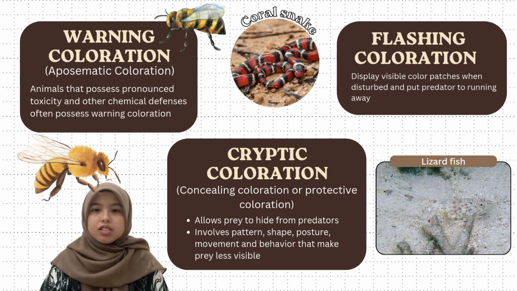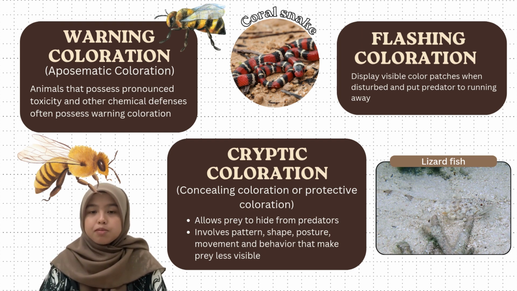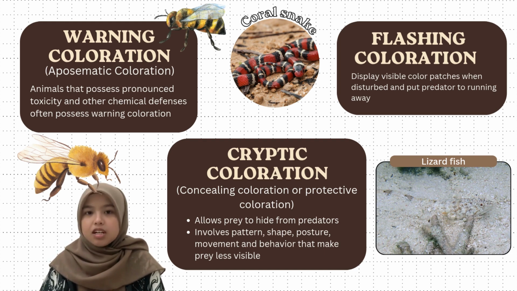Cryptic coloration is also called concealing or protective coloration. It helps prey hide from predators. The prey blends in by using patterns, shapes, posture, movement, and behavior. This defense is common in fish, reptiles, and ground-nesting birds. Stick insects use this by looking like sticks or twigs.